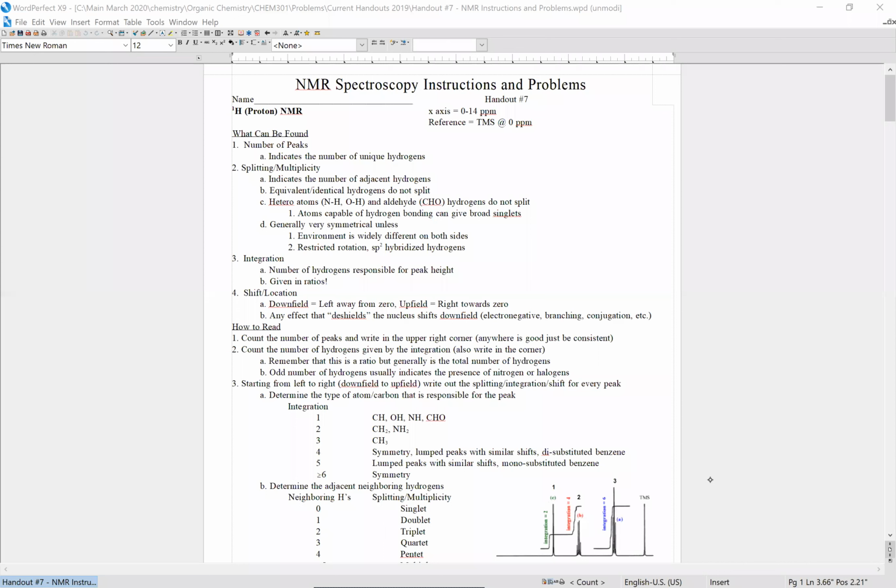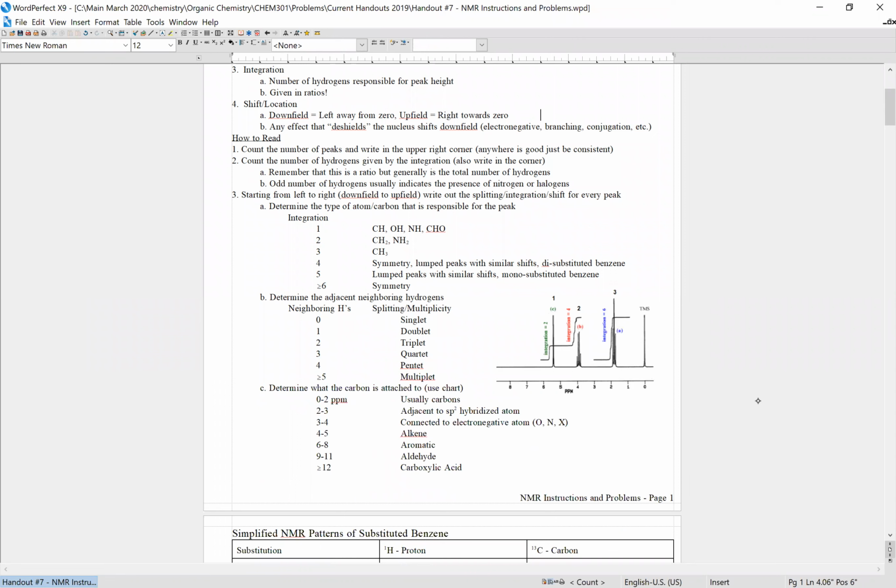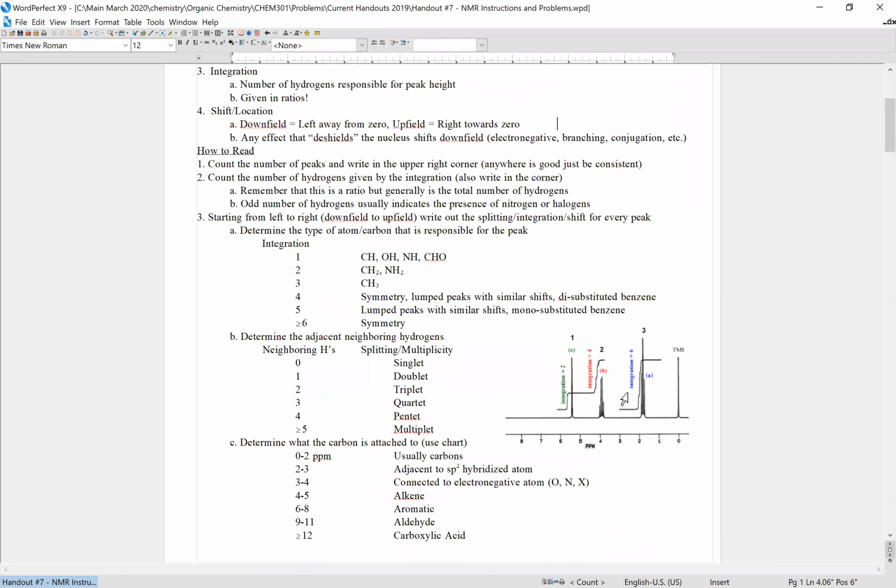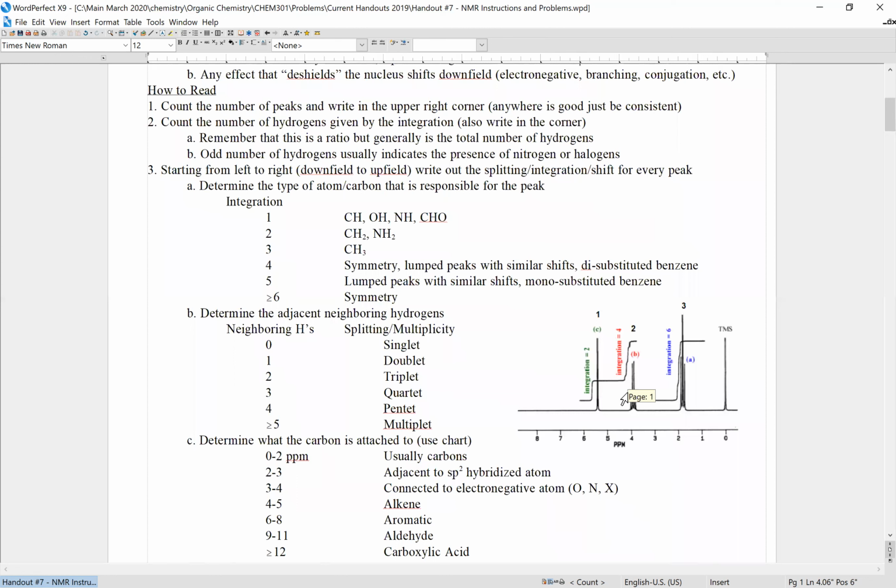This is the handout for NMR spectroscopy, and everything that I'm going to talk about is listed right here, but we're going to go over each of the pieces. The ones I just talked about: the x-axis goes from 0 to 14. The reference is called trimethylsilane, and that is at 0 ppm. I just wanted you to see a picture of it. And this wonderful thing down here that has been labeled for you is an average picture.